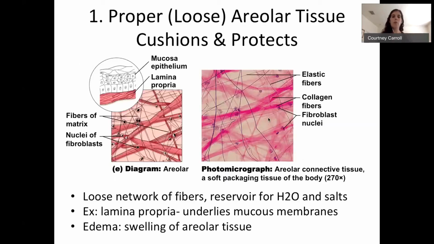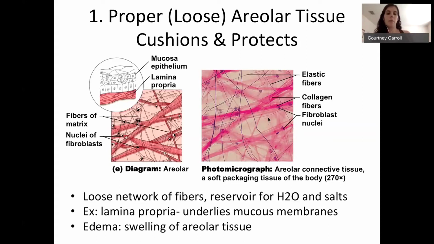Of our loose types, we have three loose types of proper connective tissue. The first is areolar tissue, which is a cushiony protective tissue. It's got a loose network of fibers, a lot of elastic and collagen fibers, so elastic giving it that flexibility, collagen giving it some strength. And this is a reservoir for water and salts. So it's got lots of ground substance, lots of water, lots of proteoglycans, lots of sugar. So it's going to be a loose, more liquidy type of tissue.